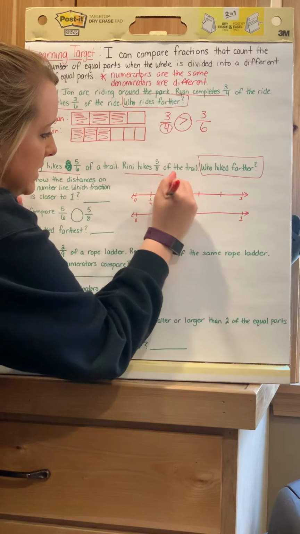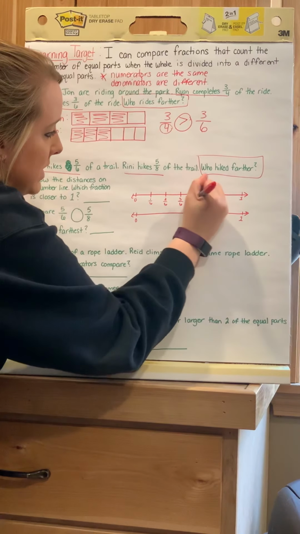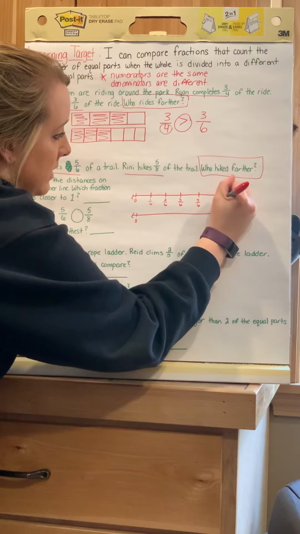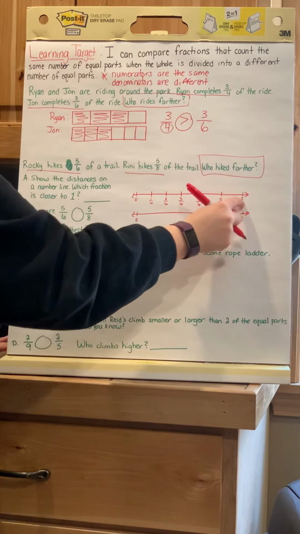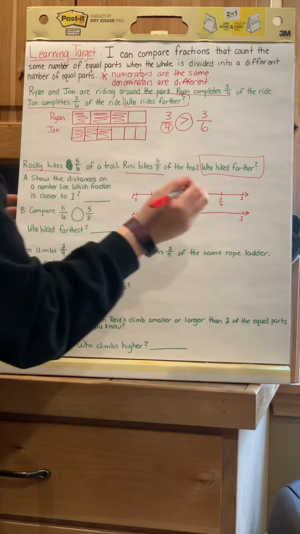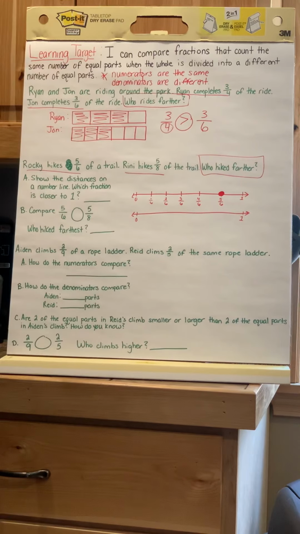So 1/6, 2/6, 3/6, 4/6, 5/6, and then 1 whole, or 6/6. So she hiked 5/6. That's where she hikes to.